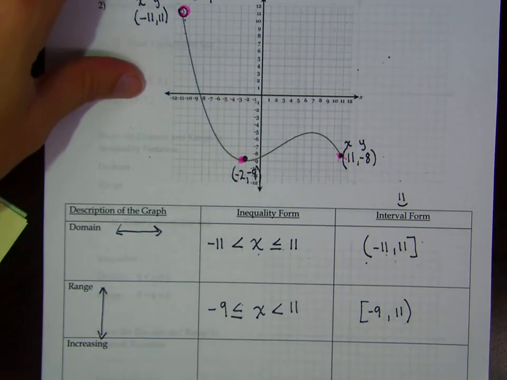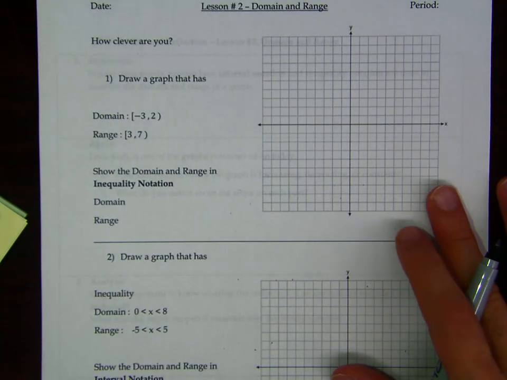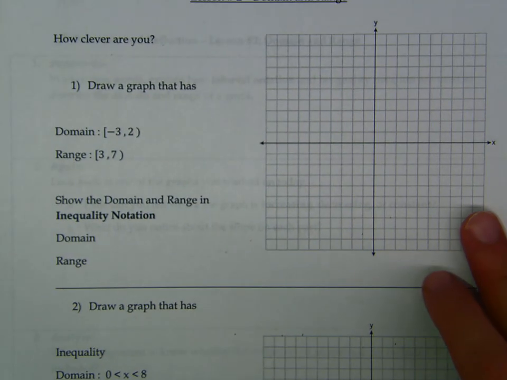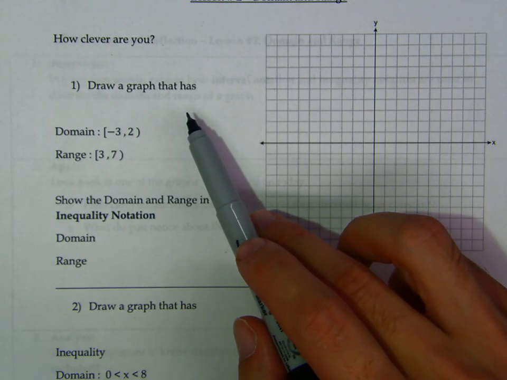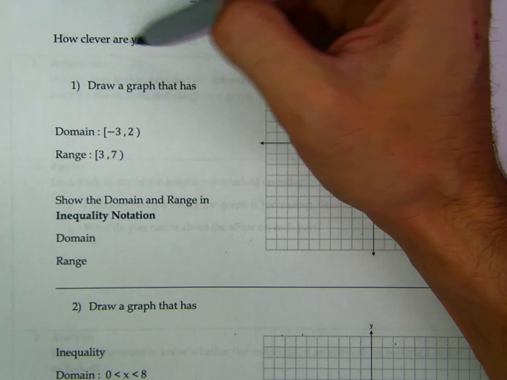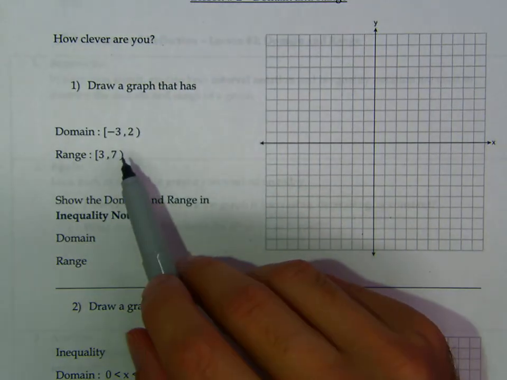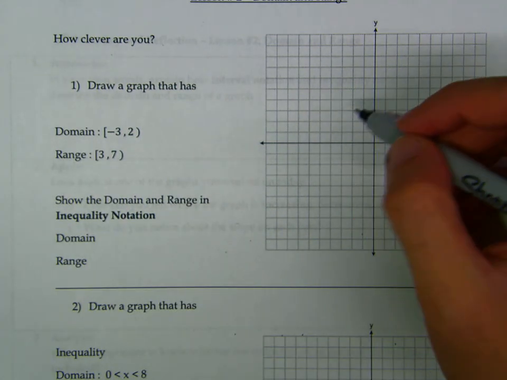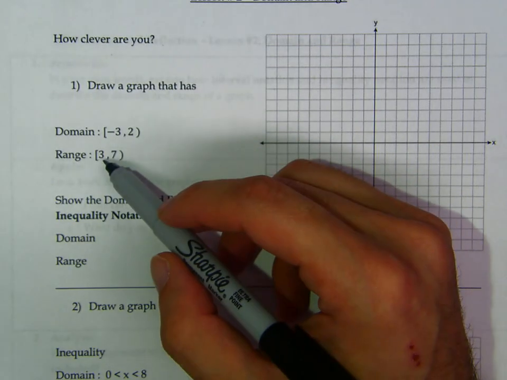Okay, let's take a look. We're almost done. Here, how clever are you? Let's take a look. What am I asking you to do over here? Can you draw a graph that has this, right? So the question is, how clever are you? Draw a graph that has these features. So notice, what do I want your domain to be? And what do I want your range to be? Can you draw a picture where the domain is this and the range is that?